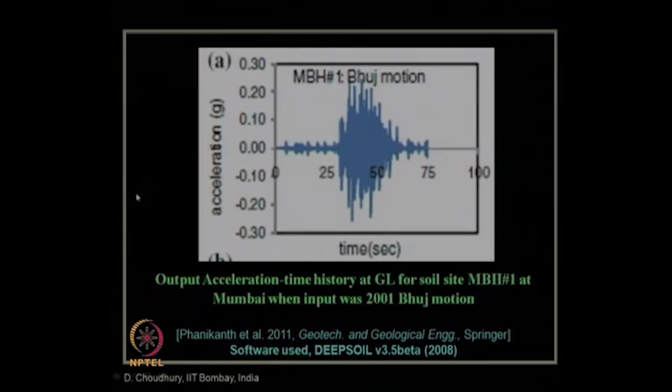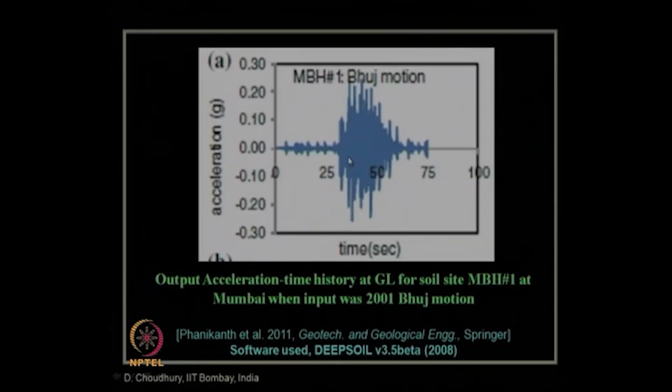After doing that, what output will you get? This analysis was done using the software DEEPSOIL. DEEPSOIL version 3.5 beta of 2008 was used. One can always use the latest version to do the analysis. At that time, 2008 was the latest version. As the final output, one can get the acceleration versus time history at any layer.